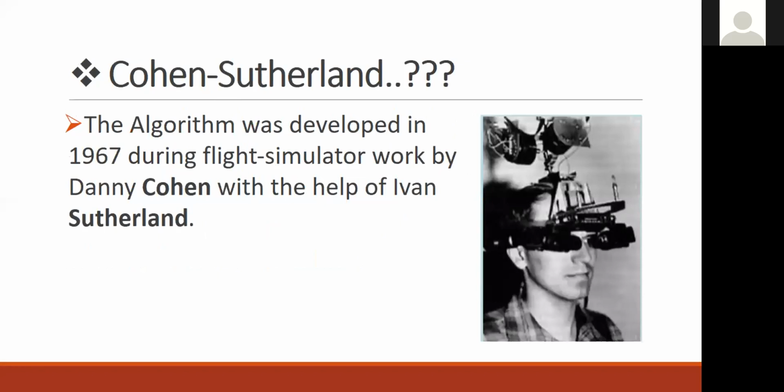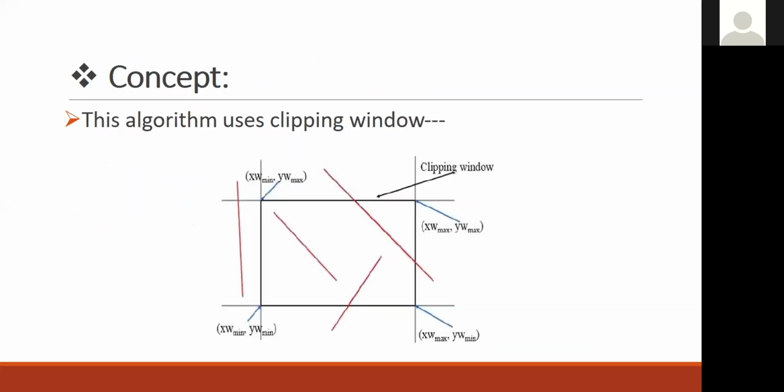So now let's discuss why Cohen-Sutherland. The algorithm was actually developed in 1967 during flight simulator work by Danny Cohen with the help of Ivan Sutherland. Hence the name Cohen-Sutherland. Moving forward with its concept, this algorithm also uses the same clipping window concept. In this, the window is used as the reference to select whether a line is to be accepted, rejected, or other possibilities, which I will be discussing in my next slide.